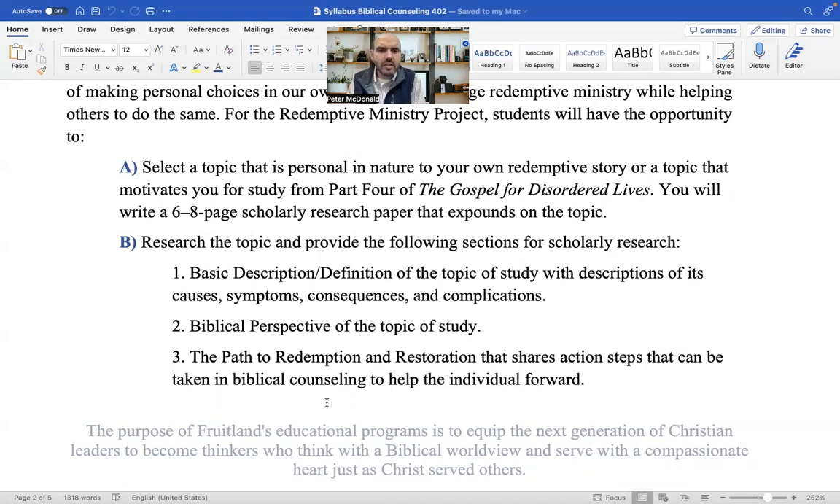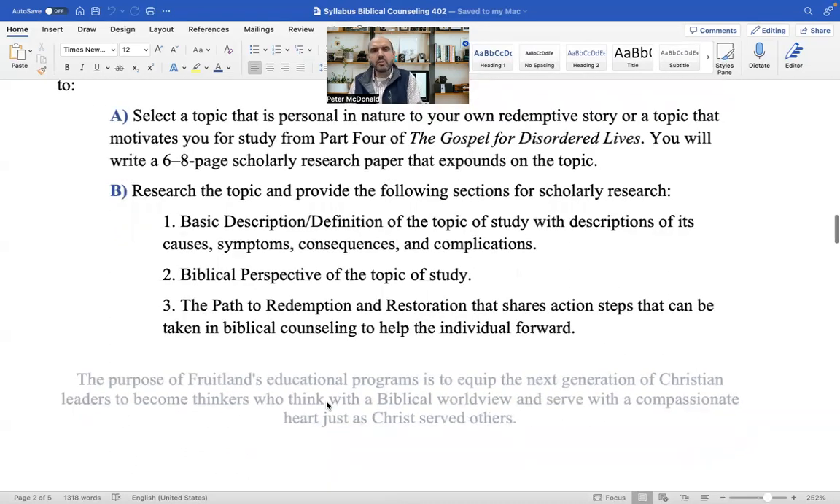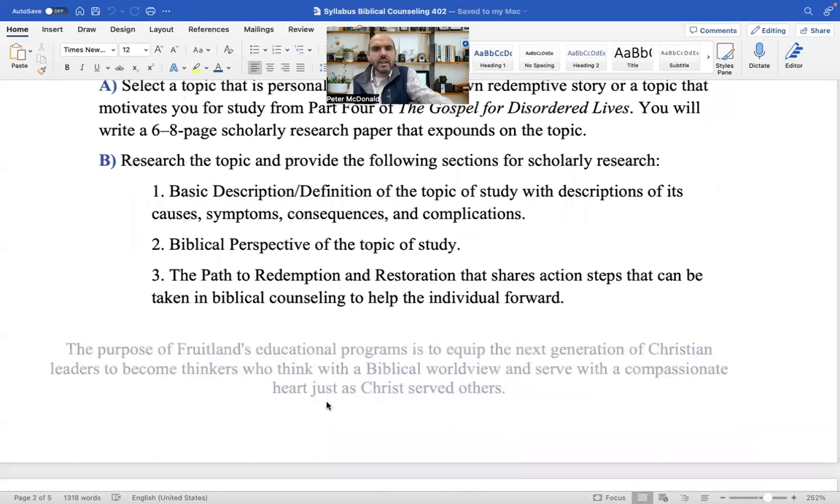One, you're going to research the topic and then provide the following sections for scholarly research. One, basic description and definition of the topic of study, with descriptions of its causes, symptoms, consequences, and complications. Now, we obviously know that when people go through trauma, they go through division, they go through hurt, they go through pain, things like that, addiction.